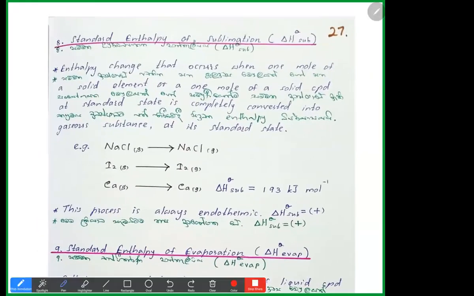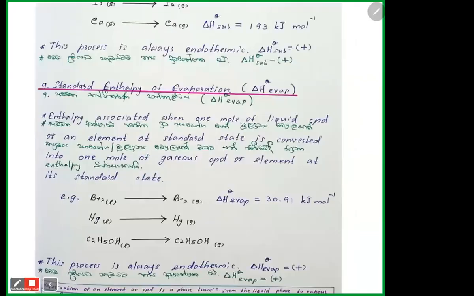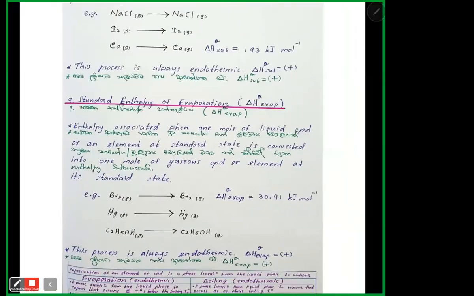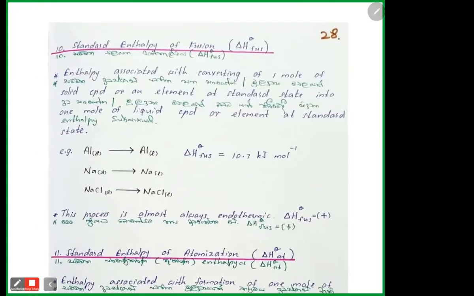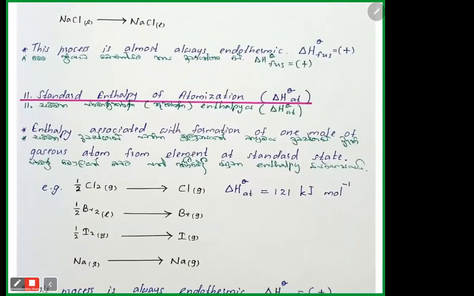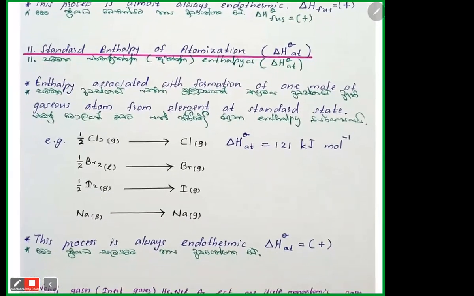Sublimation. Sublimation is going directly from solid to gas, and evaporation is going from liquid to gas, and fusion is going from, it's melting actually, solid to liquid. And number 11 is atomization.